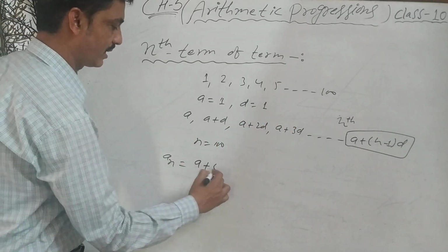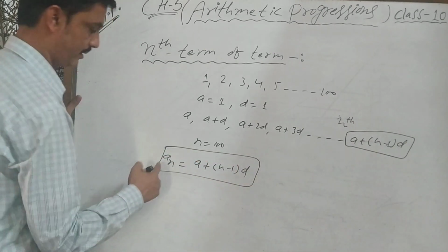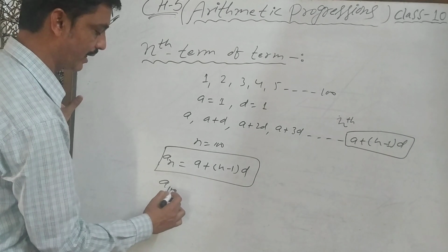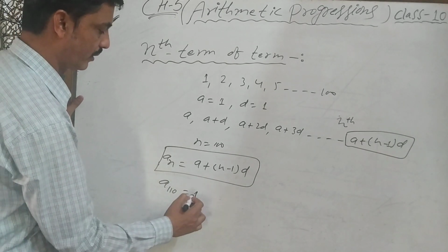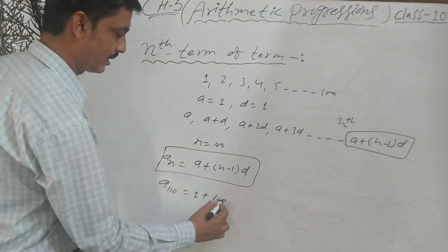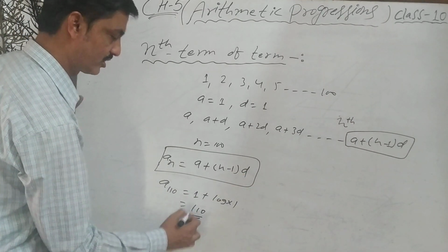A plus N minus 1 into D. The nth term is represented by AN. So if we need to find A110, A is 1 plus 110 minus 1, 109 into D, which is 1, so 1 plus 110, simple.